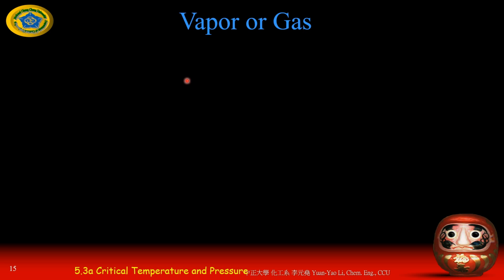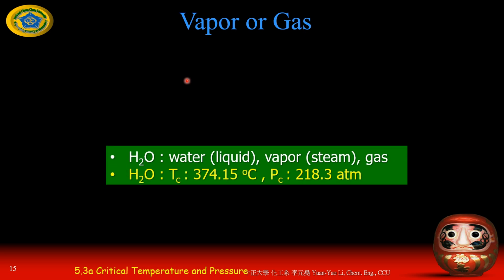what is supercritical temperature, supercritical pressure, and supercritical fluid. So there is one thing I want you to know: when we talk about vapor or gas, what's the definition of vapor or gas? So let's use H2O as an example. H2O in liquid phase, we call it water, right? What if it's in gas phase? What do we call it? Steam, right? Or gas, vapor or gas.